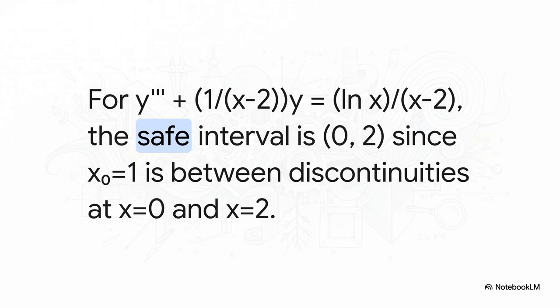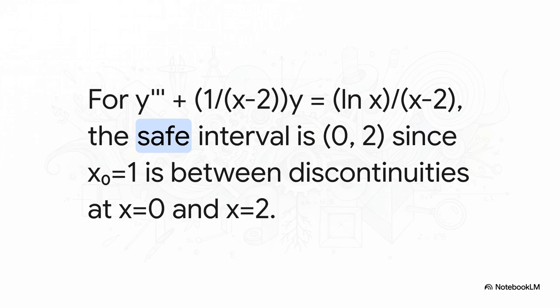Well, that ln x term tells us our solution can't exist for x less than or equal to 0. And that x minus 2 in the denominator? That means we have a huge problem at x equals 2. Step 3, where's our starting point? The problem spots are at 0 and 2. Our initial condition is at x equals 1, which is right in between them. So the largest continuous interval that contains our starting point is everything between 0 and 2.